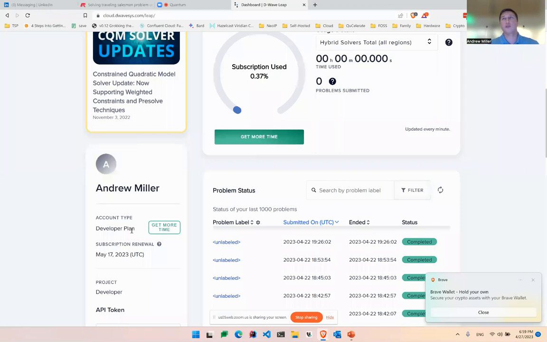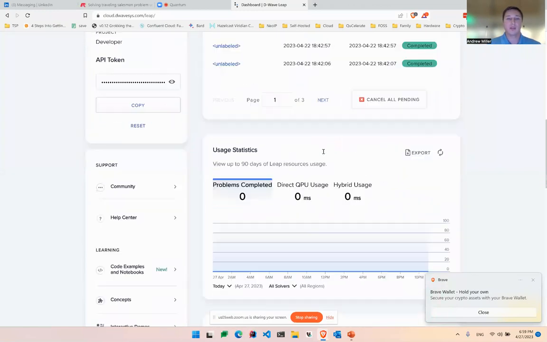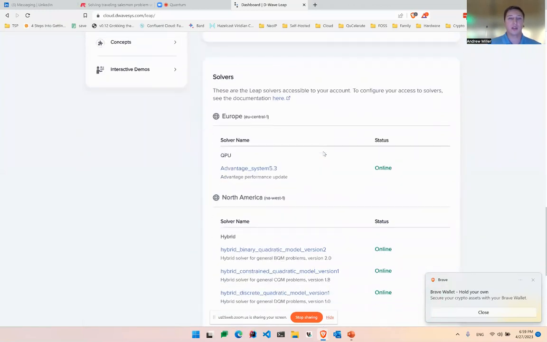If you post your code publicly on GitHub, they will upgrade you to the developer plan. This is what I did. But all that this is doing is you still get 1 minute, but you get it every month. I think that's the only difference really between the plans. And if you look at this, you will see that there are different solvers.